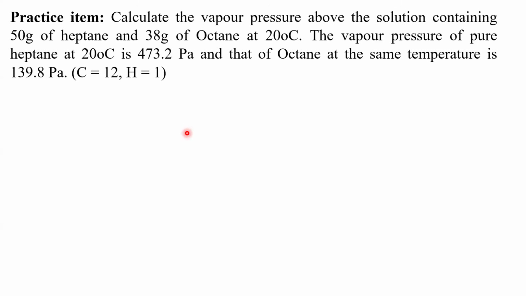Someone, Alpha, has already gotten the answer. Alpha, we shall see whether that answer is the right one. Please put even the units. They have asked us to calculate the vapor pressure above the solution containing, meaning they just want us to get the total vapor pressure. And we already know the formula for determining total vapor pressure. I think that should be something very simple for us to do very fast. Containing 50 grams of heptane, they have given us the mass for heptane, and 38 grams of octane, so you already have the mass for octane. This is at 20 degrees Celsius. Then they're telling us the vapor pressure of pure heptane at 20 degrees Celsius is this, and that of octane at the same temperature is that. Then we should be good to go.